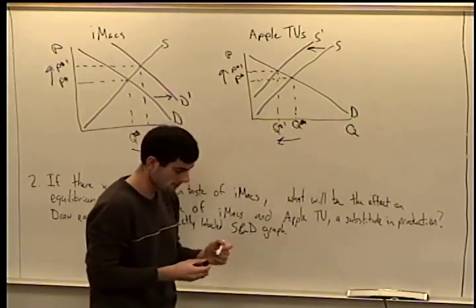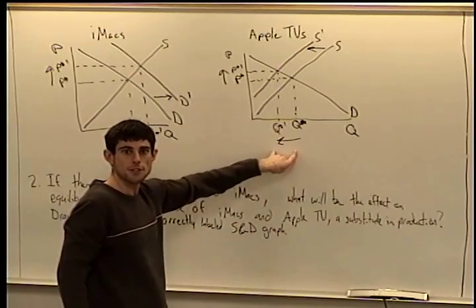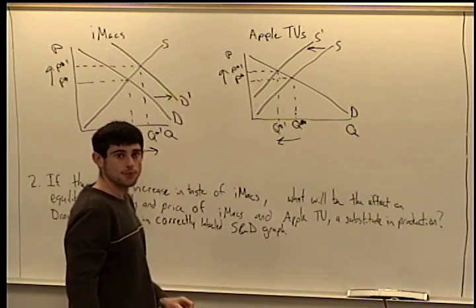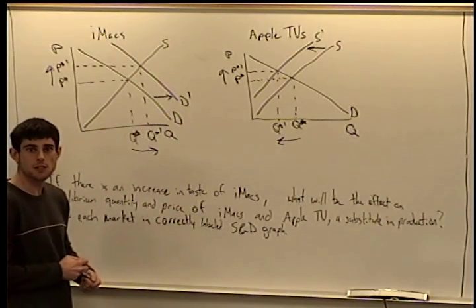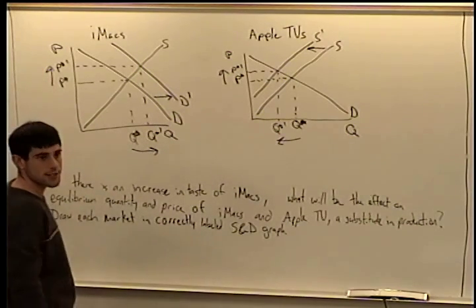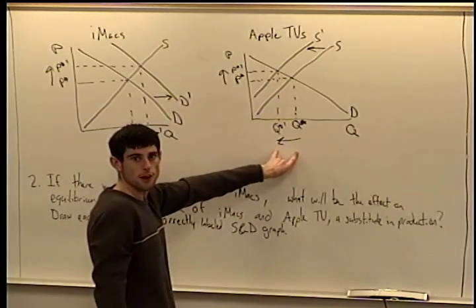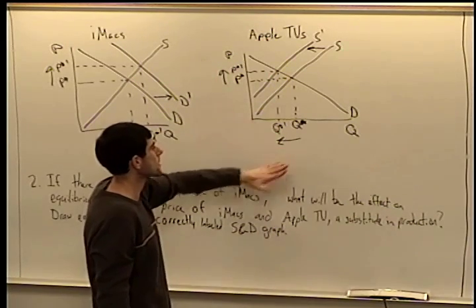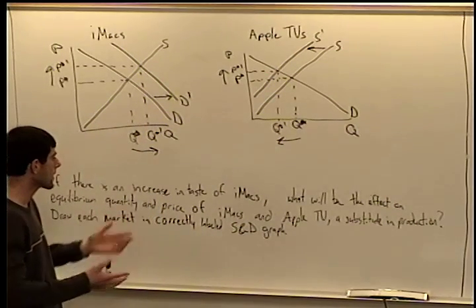And what we're going to see is, in the market for Apple TVs, we can expect to see less Apple TVs being produced and sold, but Apple TVs to go up in price. So if people prefer iMacs instead of PCs, all of a sudden, we can expect quantities and the price of iMacs to go up, and we'd expect the price of Apple TVs to increase, but the quantity of Apple TVs to decrease. And this is our supply and demand graphs.